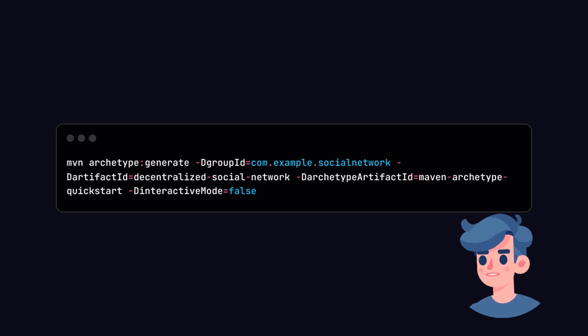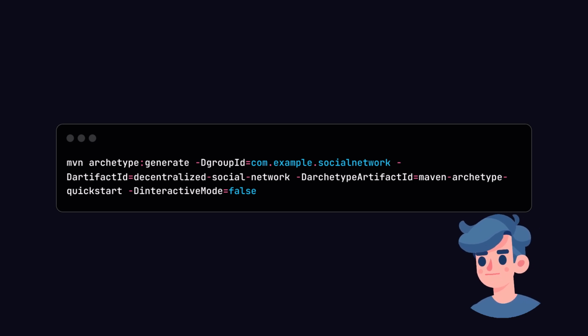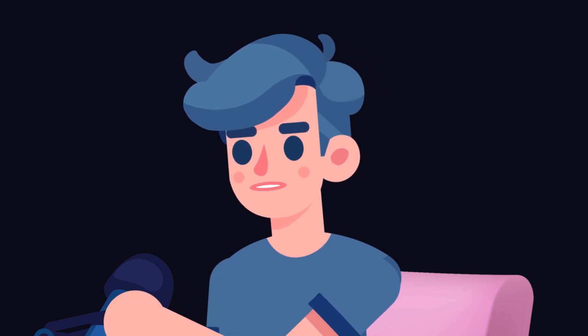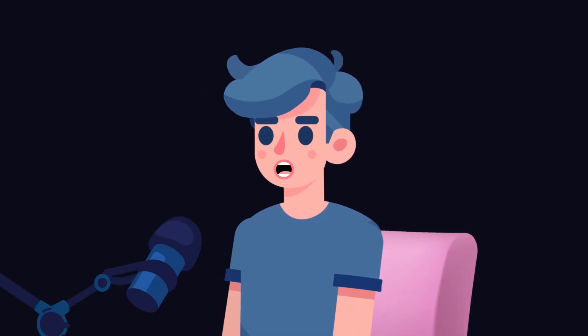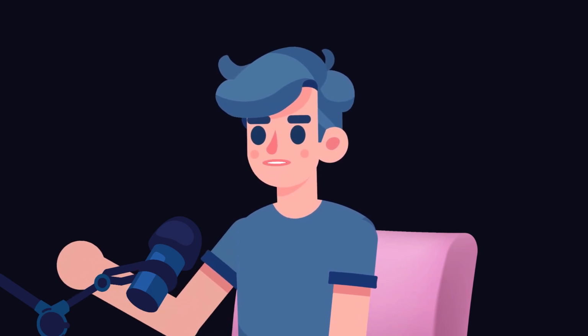We will use Maven as our build management tool. First, create a new directory for your project, and inside that directory, run the following command to generate a new Maven project. Once the project is created, navigate into the project folder. Now, let's open the project in our favorite Java IDE, such as IntelliJ IDEA or Eclipse.